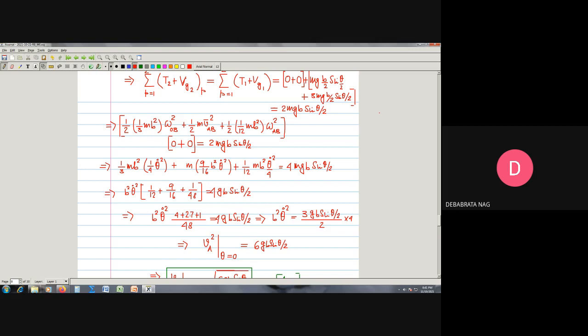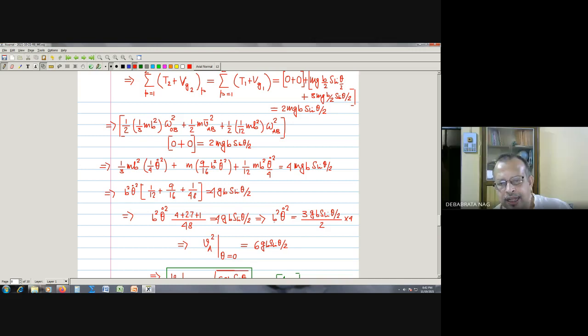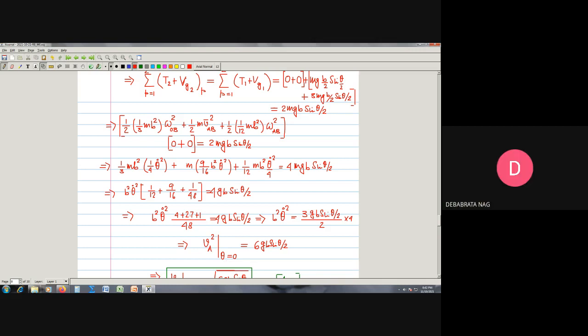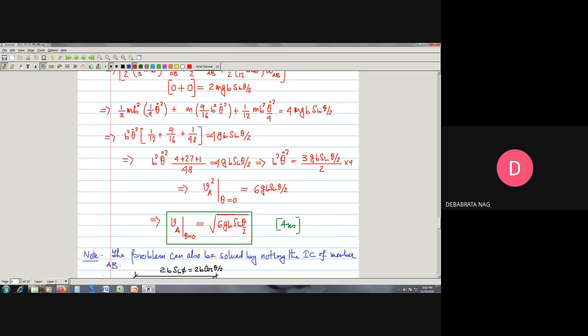Please remember that b theta dot square at theta equal to 0 actually represents v A square. So in place of this I can write v A square at theta equal to 0, and this is 6 g b sin theta by 2. So we see that v A at theta equal to 0 is given by root over 6 g b sin theta by 2. This is the classical method by which we have solved the problem.